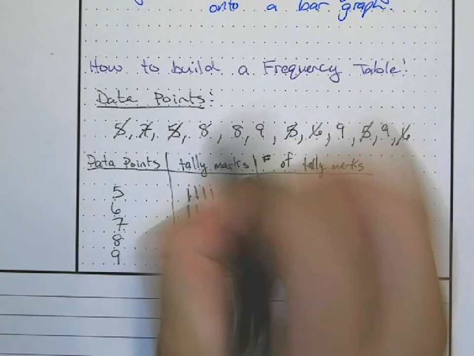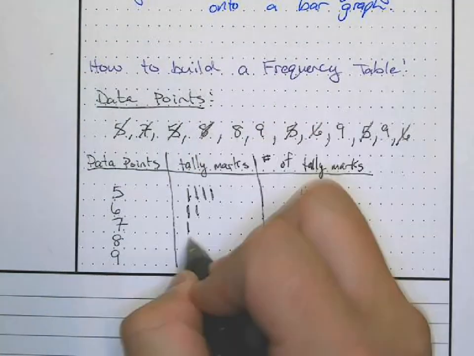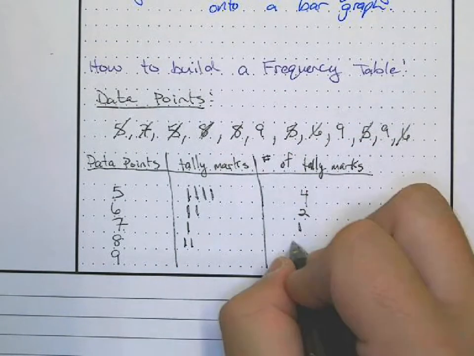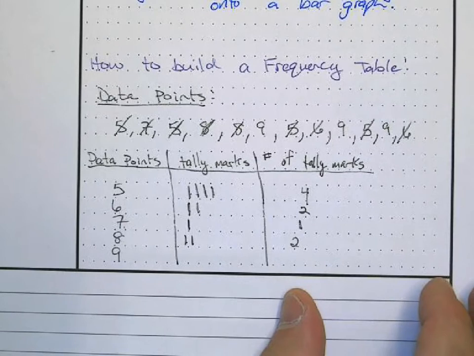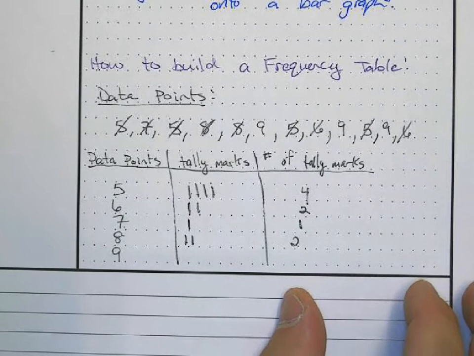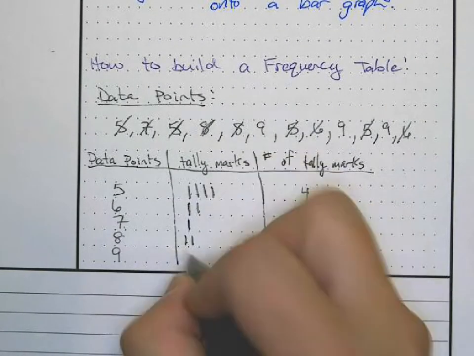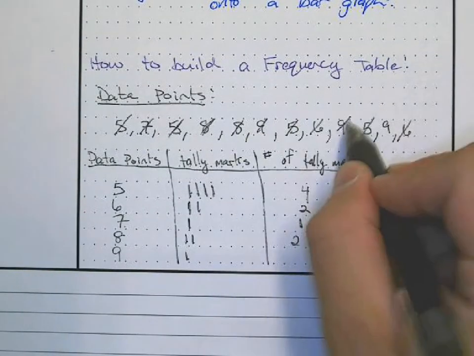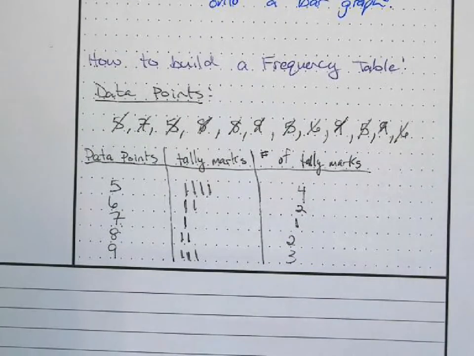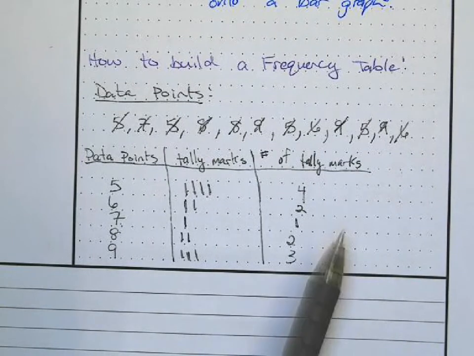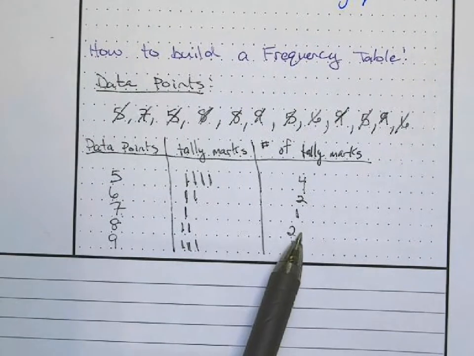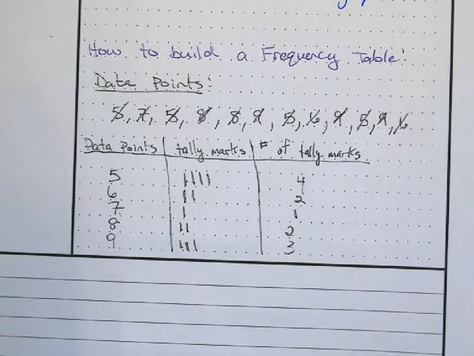8. So we'll move down. Then we have an 8 there, tally mark. 8 here, tally mark. And that's all my 8s. So there was 2 of those. And then we'll go on to our 9s. 9, tally mark. 9, tally mark. 9, tally mark. 3 9s. So what this is saying to us is that we have 4 5s, 2 6s, 1 7, 2 8s, and 3 9s.